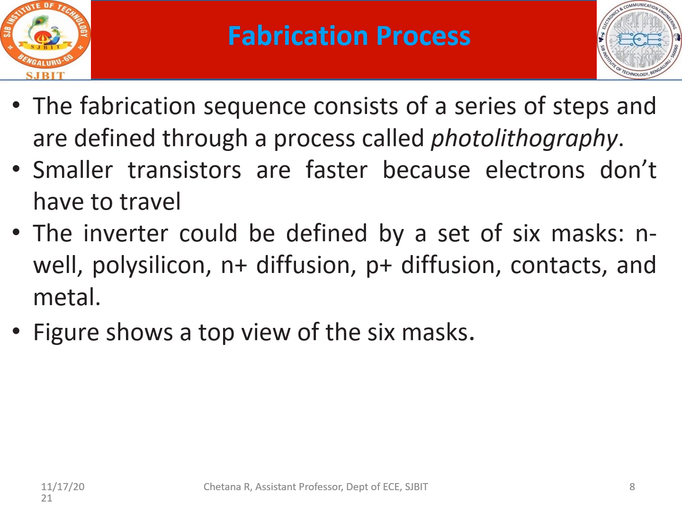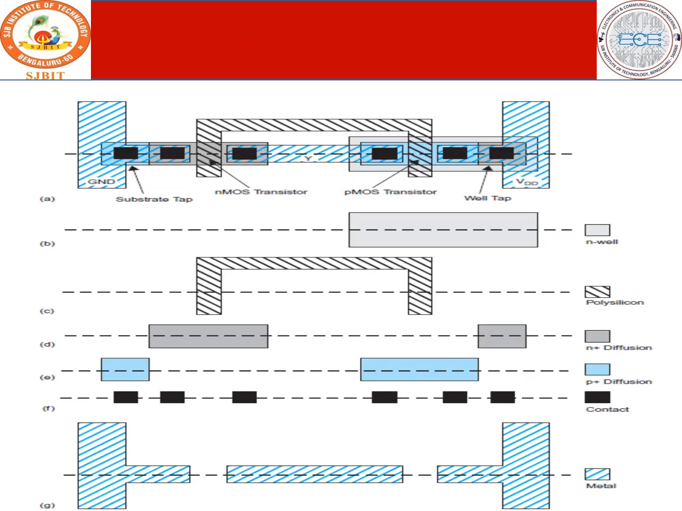And the inverter could be defined with the help of 6 masks. So what is a mask? It prevents the bottom layers from being diffused or affected by other layers. So what are the different masks? N-well mask, polysilicon mask, N plus diffusion mask, P-type diffusion mask, contacts and metals. So these are the different types of masks which are used in the fabrication process. Alright, we will have a look at this.